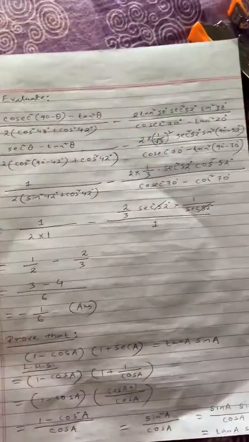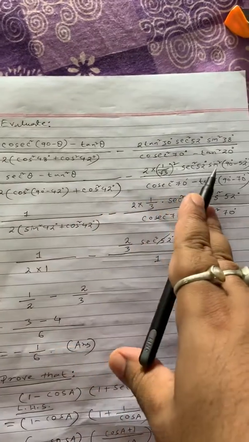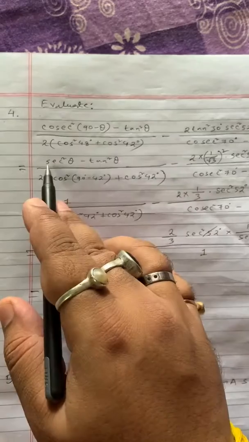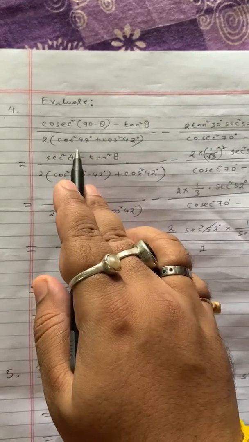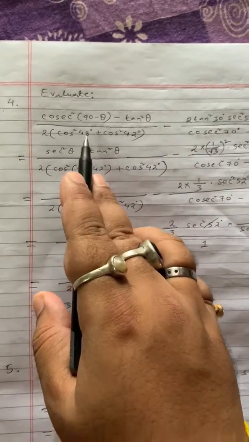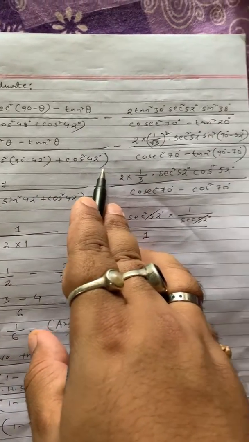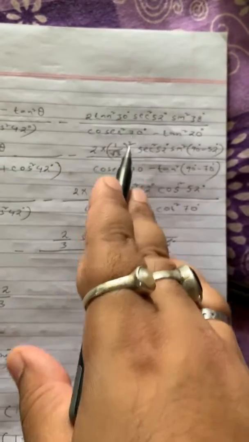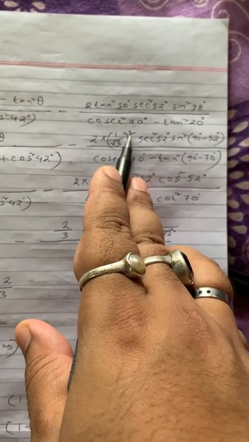Coming to the next sum, that is evaluate this whole thing. So what we have to do, cosec square 90 minus theta is sec square theta. Here we have tan square theta. Over here we have to change any one of them, so we are changing this one. So what we are writing as cos square 90 minus 42, and here we have cos square 42 degree. Here now you'll be using the standard angle values, that is tan square 30, that is 1 by root 3, which is tan 30's value, and then we have to make it square.